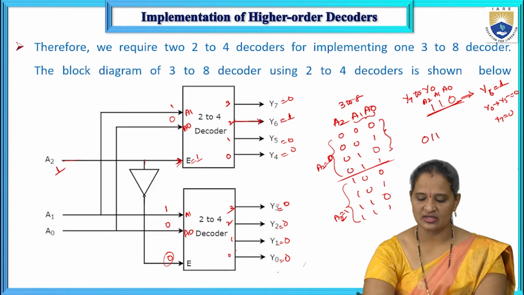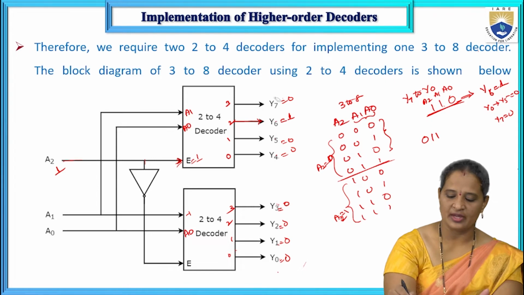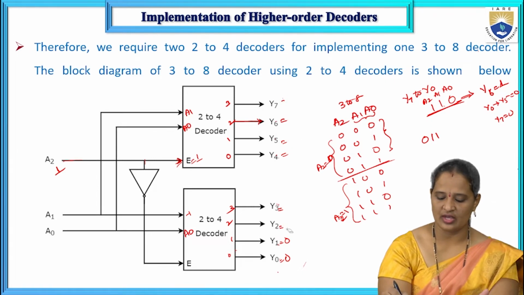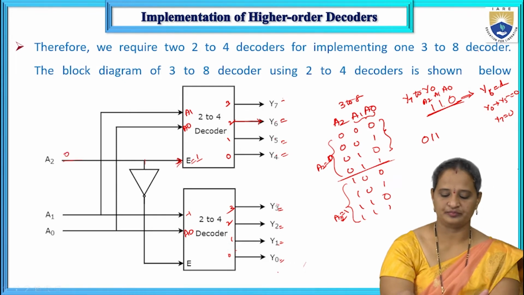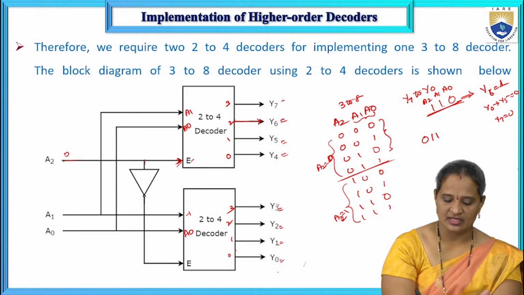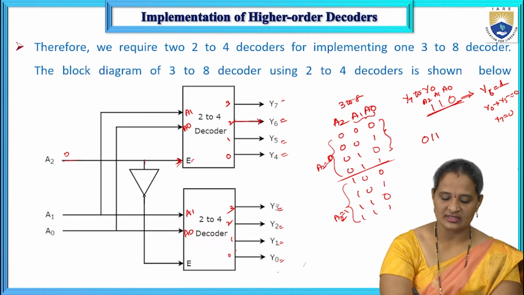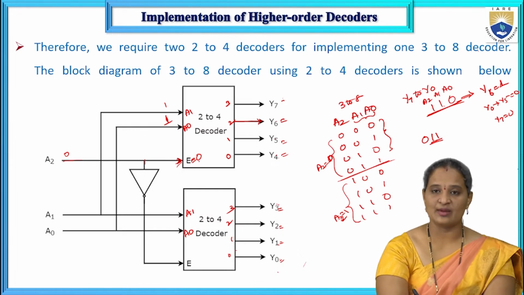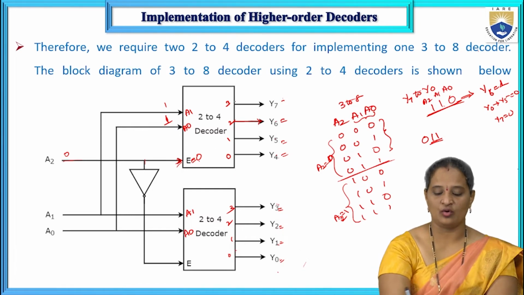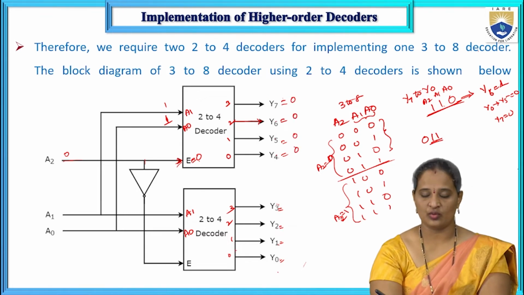For example, let us consider 0, 1, 1. Now what happens? Let us see. Here A2 is 0, so the enable input is 0. And what are the inputs applied? A1 is 1 and A0 is also 1. As the enable input is 0, this upper decoder will be disabled, and hence the outputs of this upper decoder are all equal to 0.